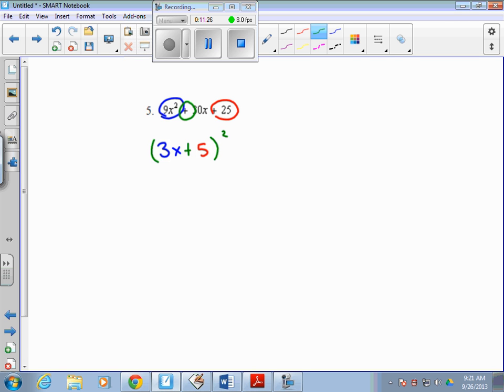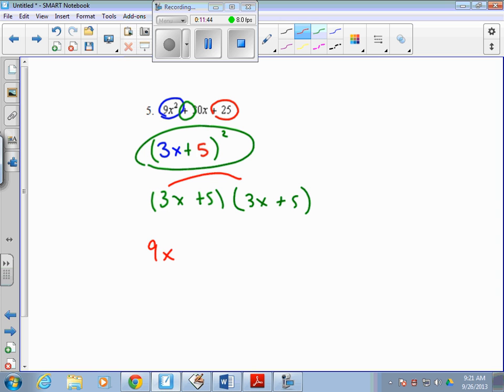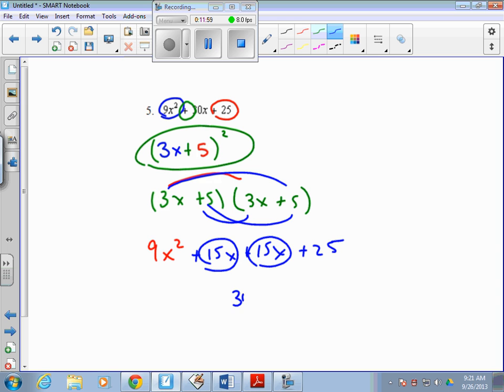Again, this is just a special circumstance. However, you can FOIL this back out to see if it gives you the original trinomial. This is the answer, but if we FOIL it back out, 3x plus 5 multiplied by 3x plus 5, because that's just squaring it out. FOIL it: 3x times 3x is 9x squared. The outer terms, 3x times 5 is plus 15x. The inner terms, 5 times 3x is plus 15x. And 5 times 5 is plus 25. When you combine 15x and 15x, 30x. Notice it goes back to the original trinomial, 9x squared plus 30x plus 25.